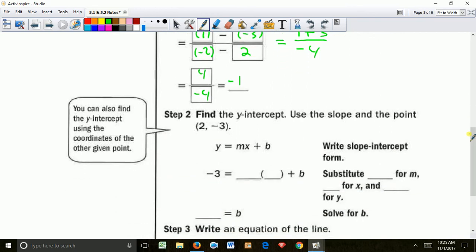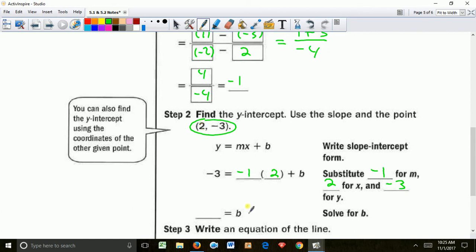Next, you want to find the y-intercept. Here you can use the slope and the point (2, -3). So you substitute negative 1 in for m, plug in 2 for x, and negative 3 for y. Making those substitutions, you now get negative 3 is equal to negative 1 times 2 plus b. It doesn't matter which point we plug in. They chose (2, -3). We could have chosen (-2, 1). The result is still going to be the same.